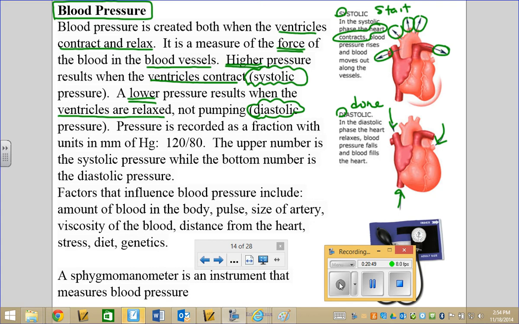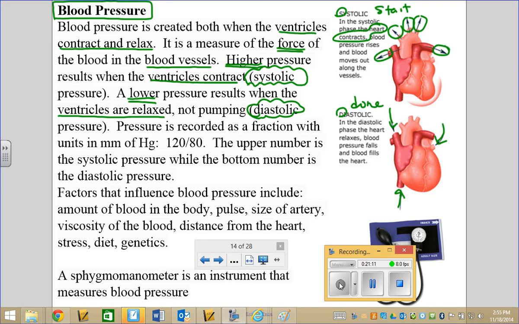Now the systolic number is supposed to be higher. The diastolic number is supposed to be lower. I would never make a question where the opposite was true. So the systolic will always be the bigger number when I ask you questions. The diastolic will always be the lower number.